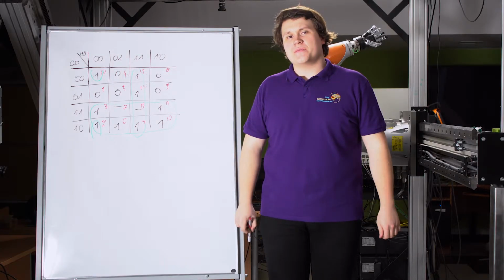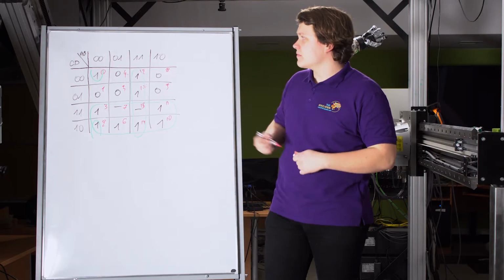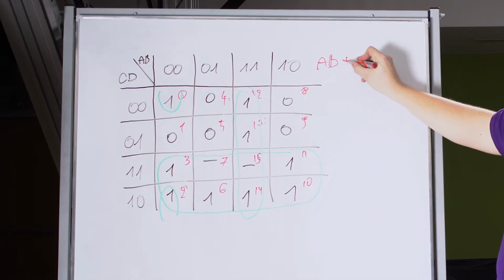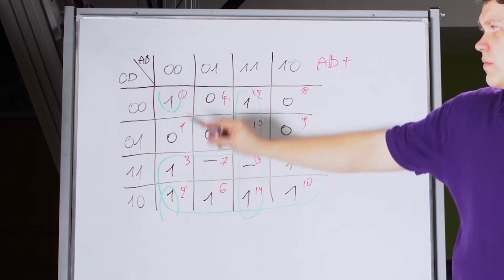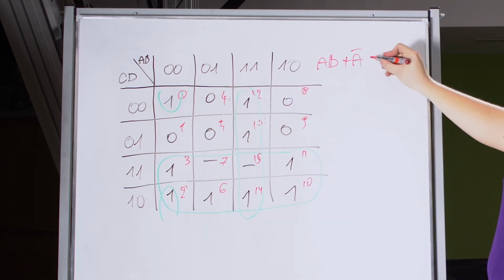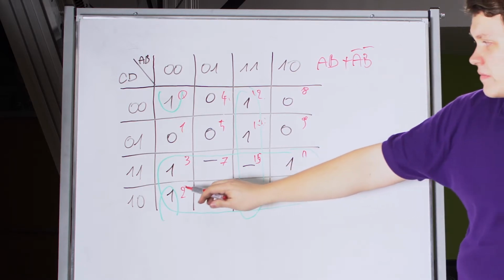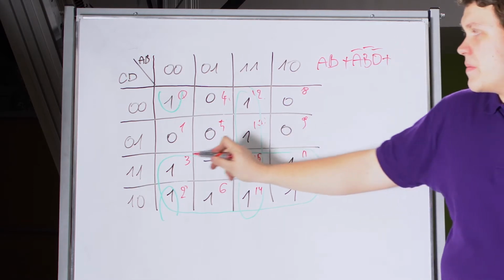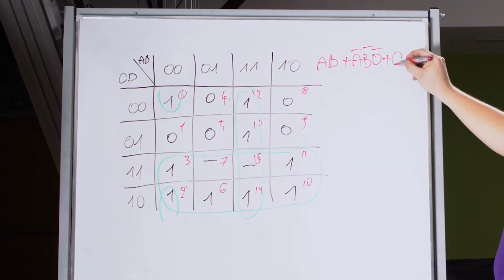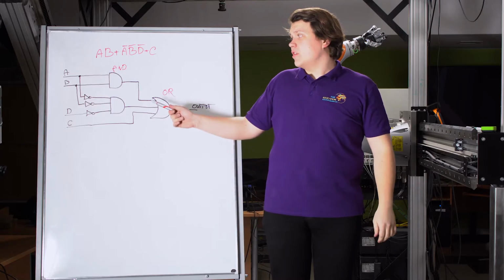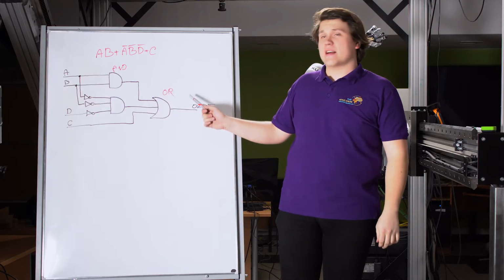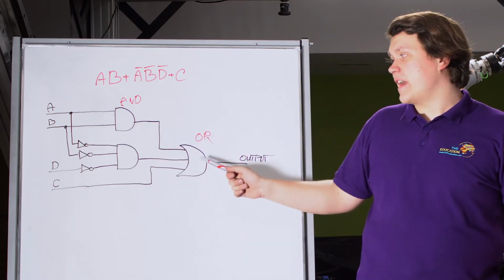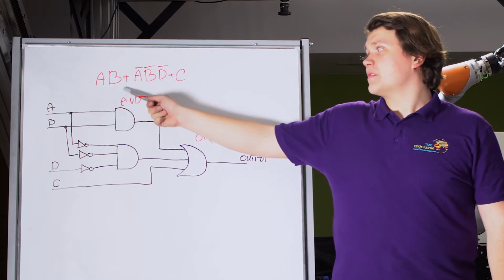Our logic function can be presented as this group, so this is AB, plus this small group, so this is negative A, negative B, and negative D, plus this big group, so this is C. This is our logical device of that more complex example. As we see, it is made with 2 AND gates and 1 OR gate, according to that equation.